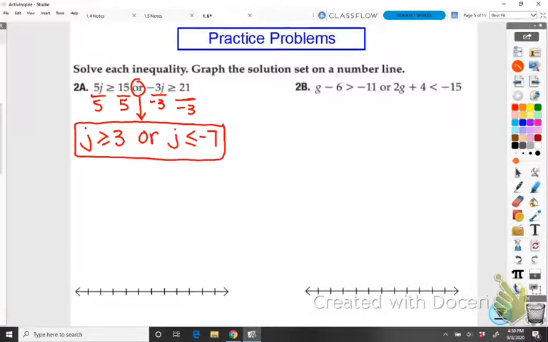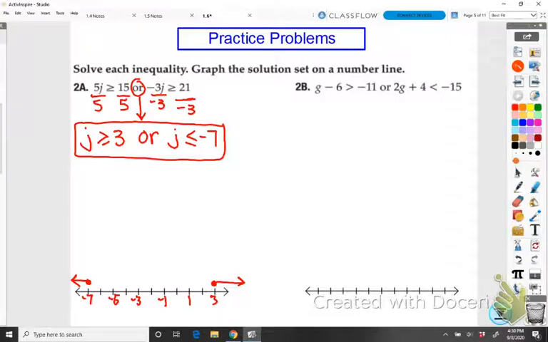So we have to graph both of those. So I'm going to have 3, 2, 1. Count by 2's there. The first one, j is greater than or equal to a 3, means a closed circle on a 3 pointing to the right. The next one, j is smaller than or equal to negative 7, is a closed circle above negative 7 pointing left. So again, here's your 2 oars, row, row, row your boat gently down the stream.